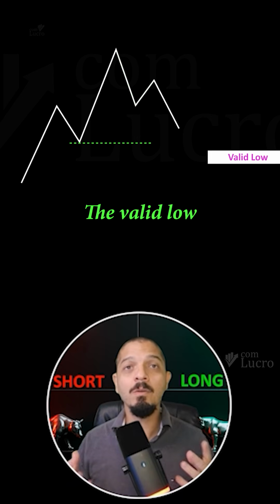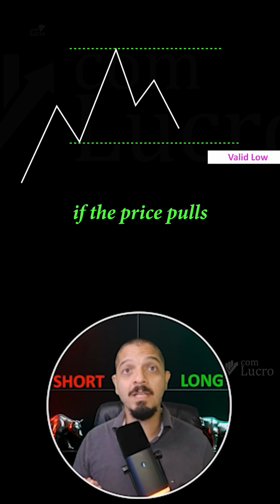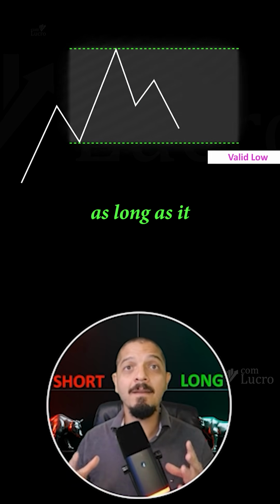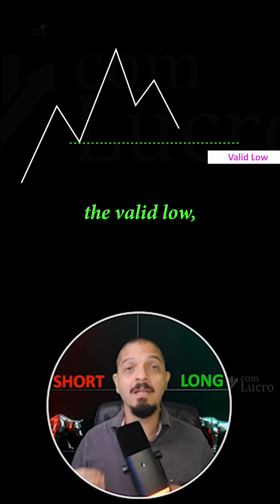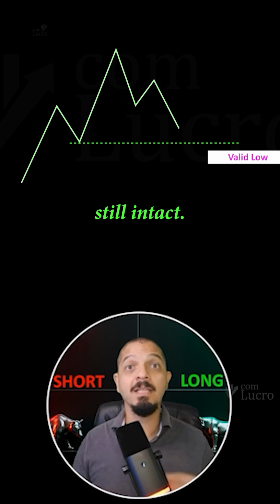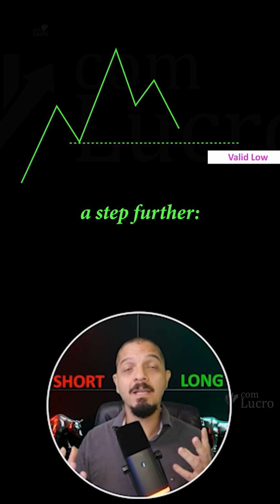The valid low is this one. So even if the price pulls back into this area, as long as it stays above the valid low, the uptrend is still intact. Now, let's take this a step further.